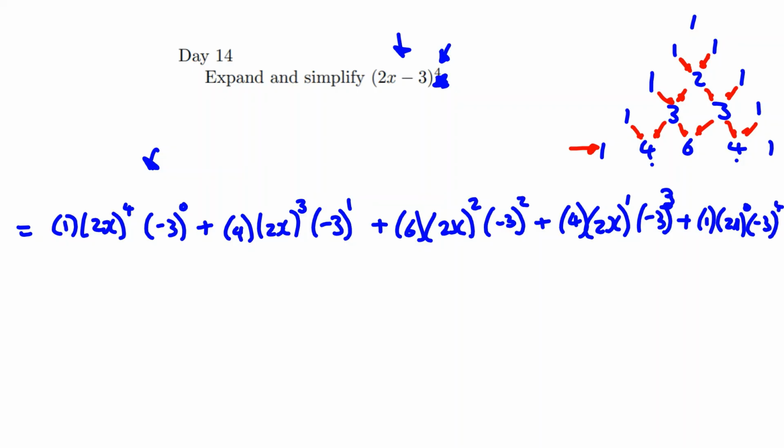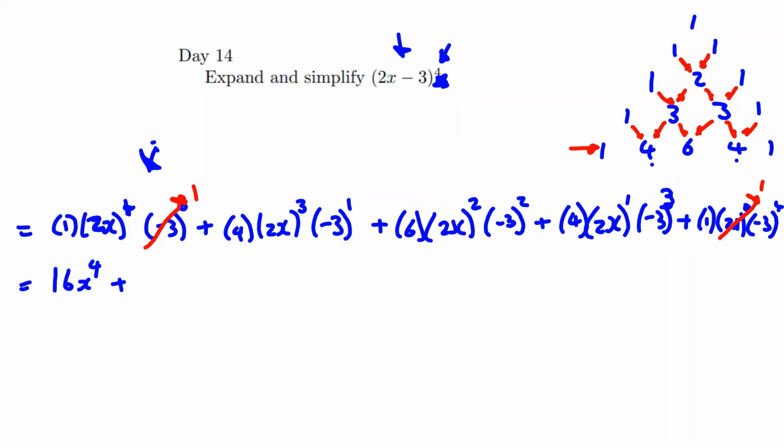Now what we notice is anything to the power of 0 is just going to give me 1. So that one and that one are just 1. For this first one here, we're going to do 1 times 2 to the power of 4. 2 to the power of 4 is 16. So 1 lot of 16 is 16. And then x to the power of 4 is just x to the power of 4.